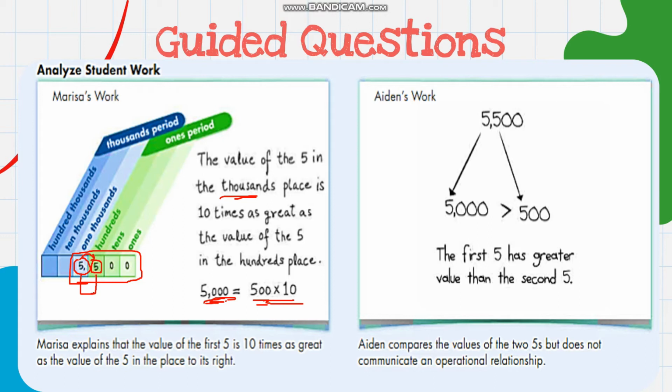And the reason why it is 10 times as great as the value of the 5 in the hundreds place is because they are next to each other and they have the same digit.